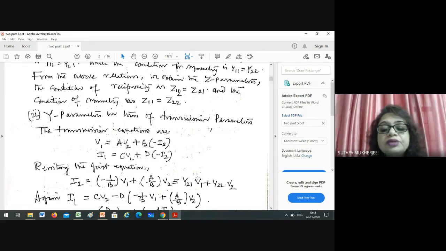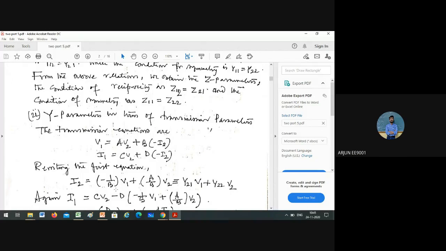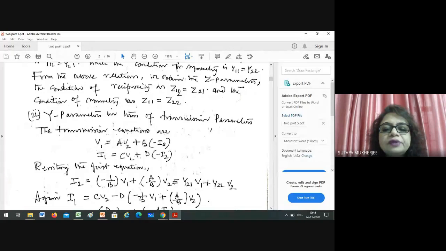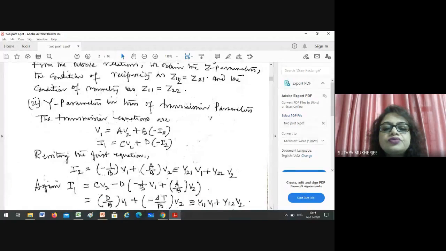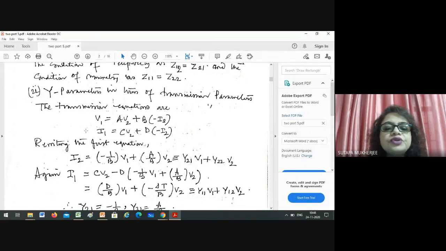That is equivalent to I2 equal to what? In case of Y parameter, I1, I2 is a function of V1, V2. So what is I2? Y21 V1 plus Y22 V2. If you compare these two equations, Y21 will be equal to minus 1 by B, right? Yes, and Y22 will be equal to A by B. So yes, you are able to get Y21 and Y22 in terms of ABCD parameters.